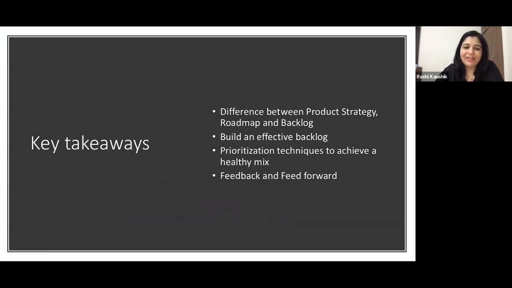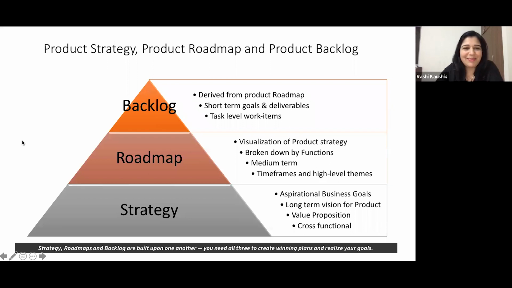In terms of the key takeaways, after this session, I hope you will have a good understanding of product strategy, product roadmap, and product backlog. What are the key differences and how they tie back together? You'll also know how to create a good product backlog and what kind of a backlog will help win everyone over. We'll also talk about organizing and iterating, where we'll touch upon feedback and feed forward. So without wasting the time, let's start with the presentation.